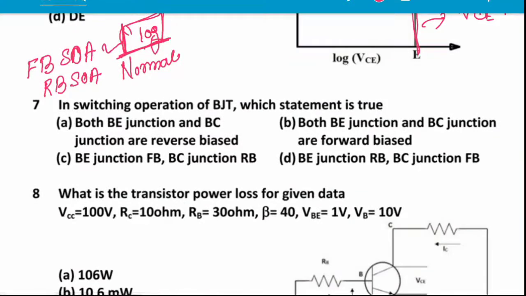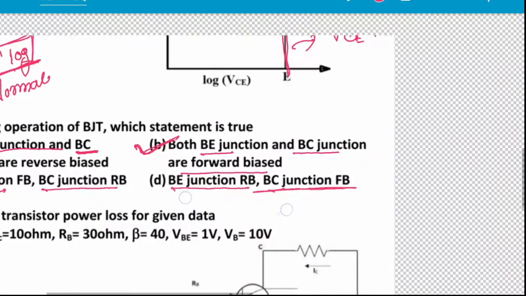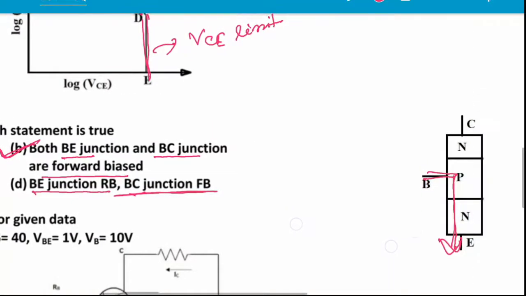In switching operation of a BJT, which statement is true? Option A, both BE junction and BC junction are reverse biased. BE means base-emitter junction, BC means base-collector junction. Option B, both BE junction and BC junction are forward biased. Option C, BE junction forward biased, BC junction reverse biased. Option D, BE junction reverse biased, BC junction forward biased. In this question, the answer will be B. That is, both base-emitter junction and base-collector junction are forward biased.